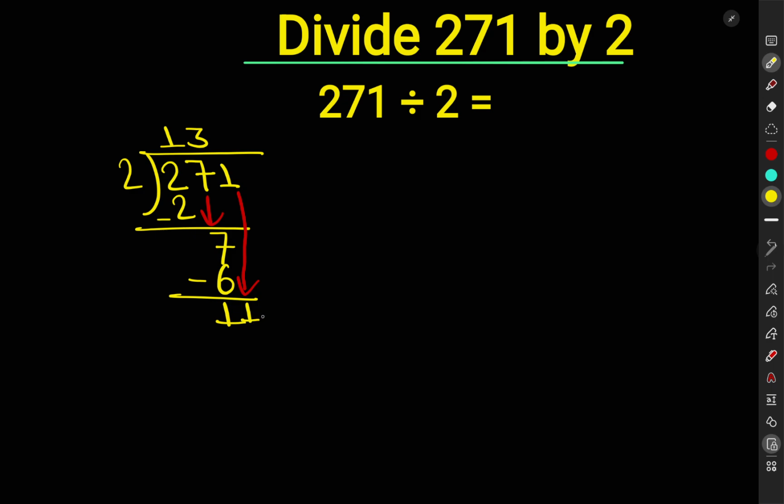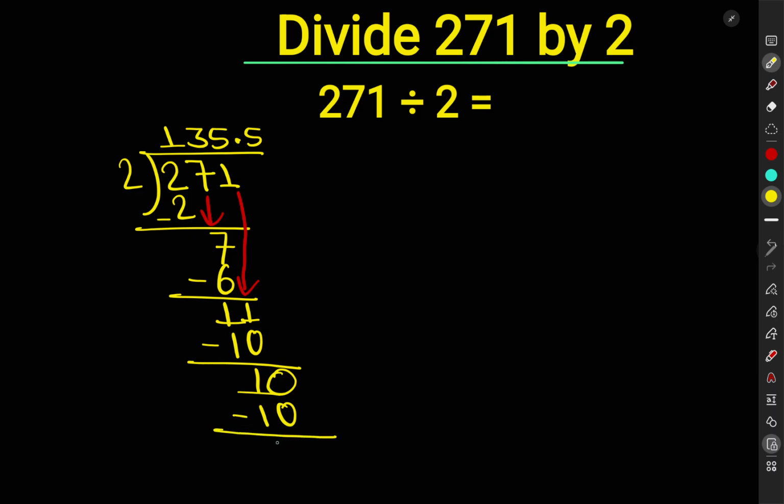So it became 11 and 2 times 5 means 10. On subtracting we get 1. So again this 1 is less than 2 and there is no other number beside. So we put decimal so that we take 0. So now it became 10 and 2 times 5 means 10.